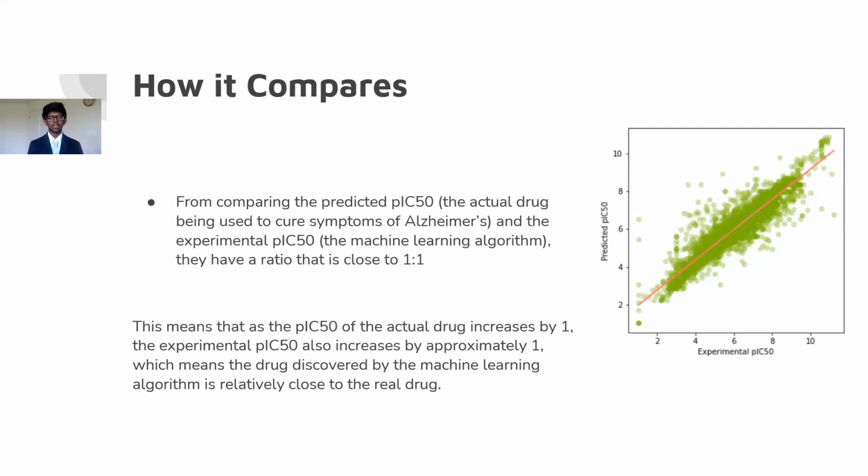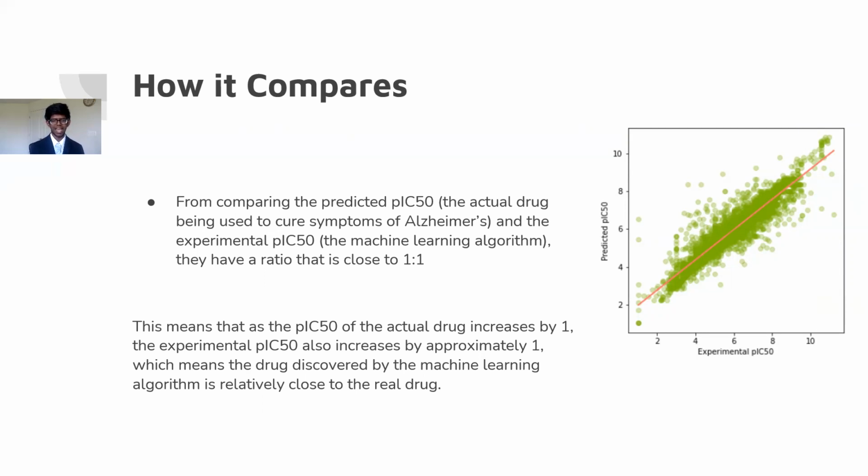Using the machine learning algorithm known as decision tree regressor, I compared the predicted pIC50 values, which are being used to cure the symptoms of Alzheimer's, with my experimental pIC50 values. And they have a ratio that is close to 1-to-1. As you can see, as the experimental pIC50 increases by 1, the predicted pIC50 increases by about 1.